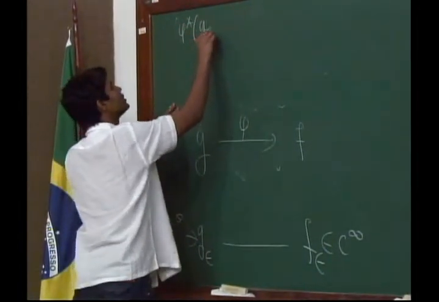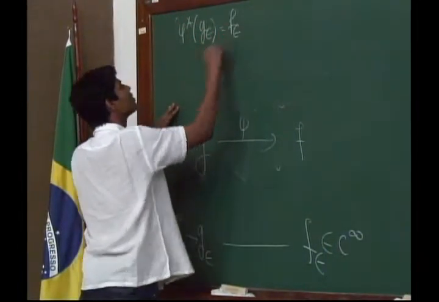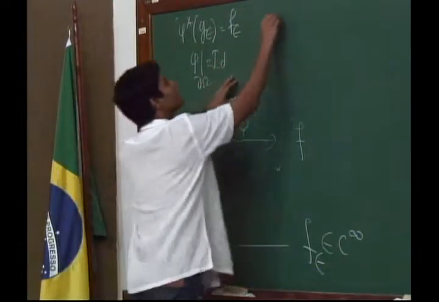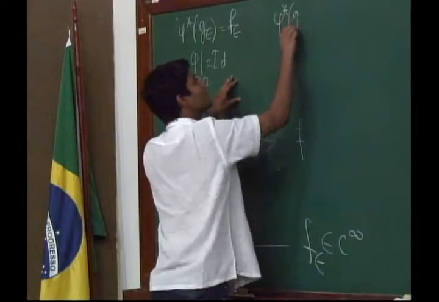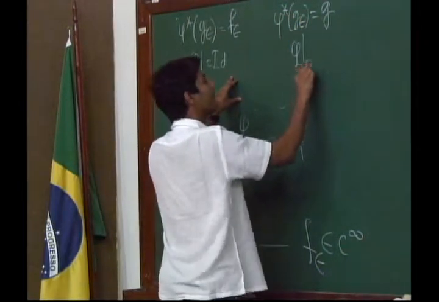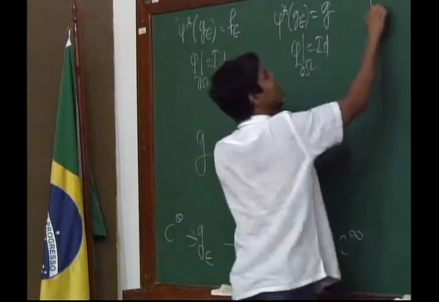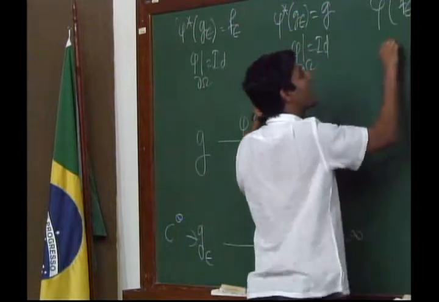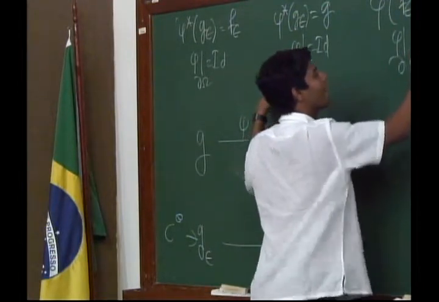Phi star G epsilon is equal to F epsilon, and phi is identity on the boundary. Phi star G epsilon is equal to G, and phi is identity on the boundary. And phi star F epsilon is equal to F, and phi is identity on the boundary.